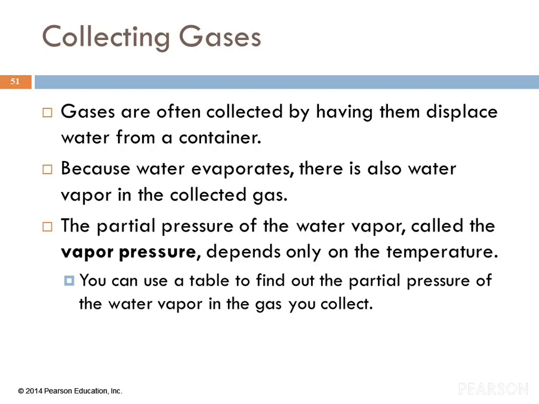So there's water vapor in that collected gas. The water vapor exerts a partial pressure, because all gases in a mixture are going to exert a partial pressure. We call it the vapor pressure, and it only depends on the temperature of the situation. And so we can look this up in a table.